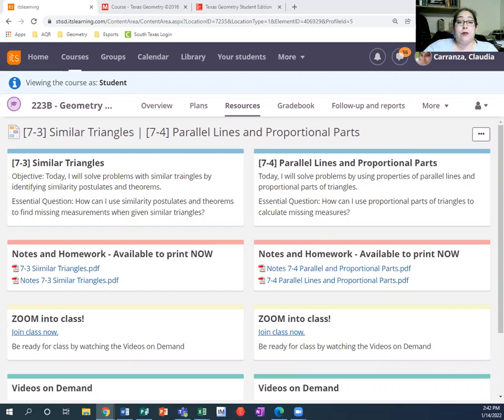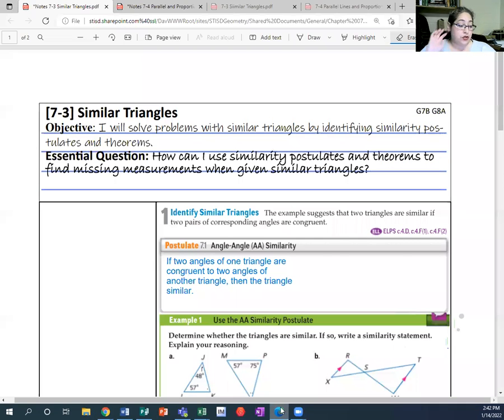As you can see from our It's Learning board here, we are going to be looking at two sections today. We're doing similar triangles, which will feel a lot like the similar polygons from last time. And we're going to do some parallel lines and proportional parts. In this, we're going to recover and remember some information we did in previous semesters when we were talking about parallel lines and those things, transversals. Let's go ahead and jump right into the action with some similar triangles.